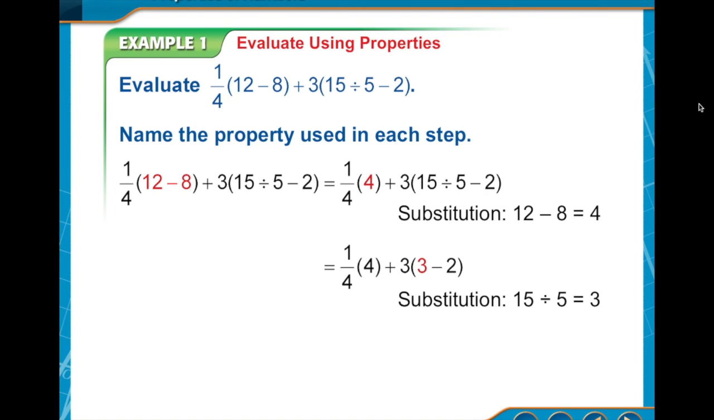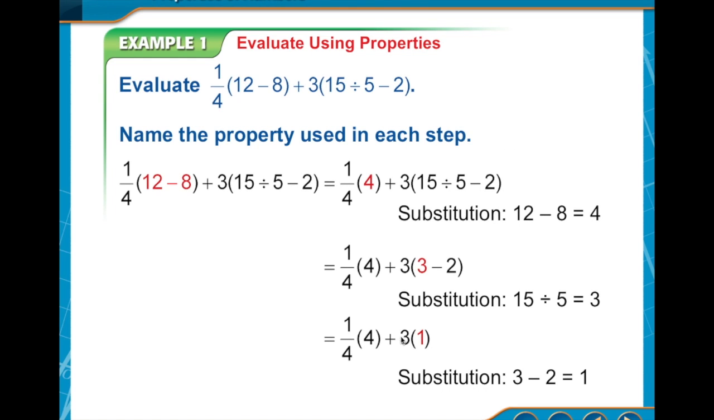The next step, we work with the other parenthesis. We take 15 divided by 5. We replace that with what it's equal to, 3. Now we also have 3 minus 2. We can simplify that one as well. We know that's 1. Again, we substituted a third time. So you should be writing out each step as we walk through here. Just replace the numbers.